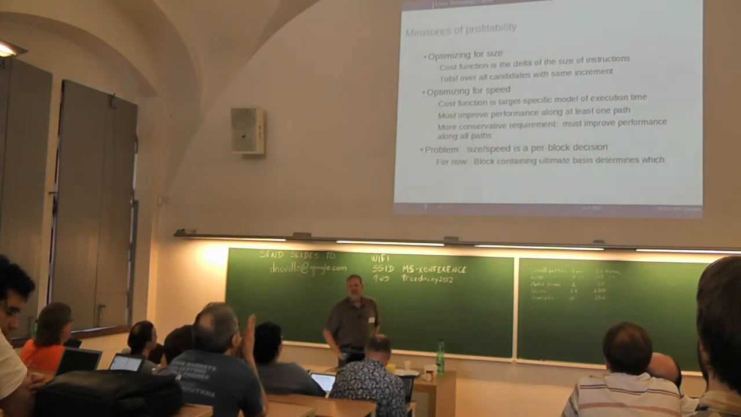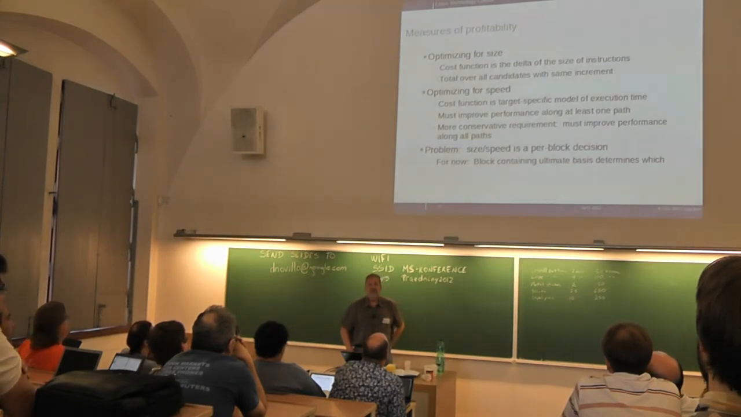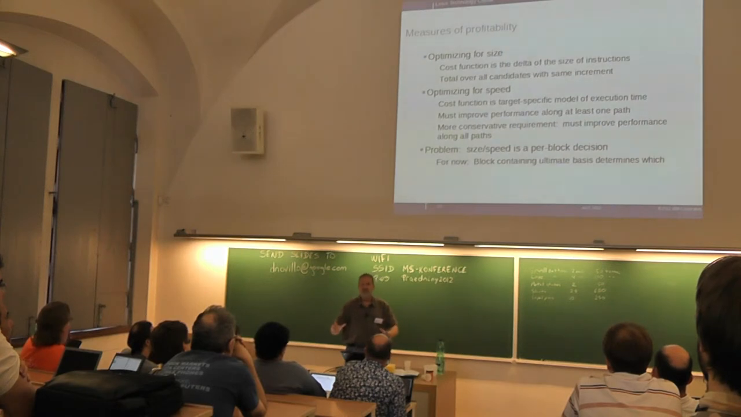Currently, my prototype requires that we improve things along at least one path. Now, if you have profiling data available, you might be able to make better decisions than that. Or you might decide to be extremely conservative and say, well, I'm only going to make this change if it's going to make things better along all possible paths.